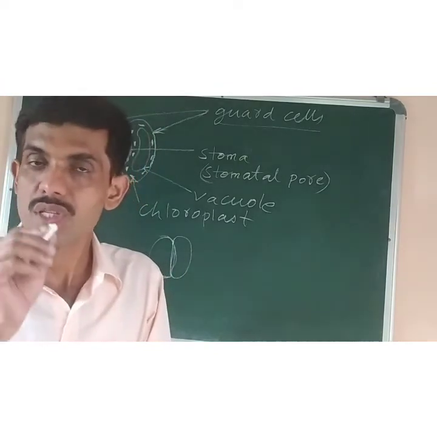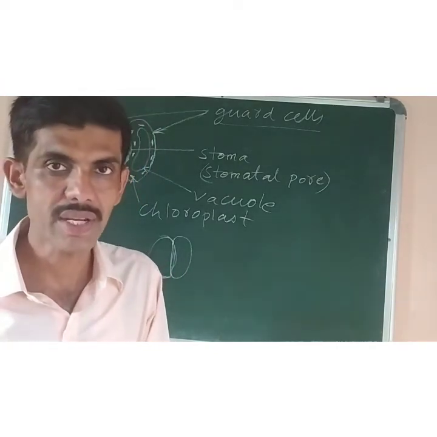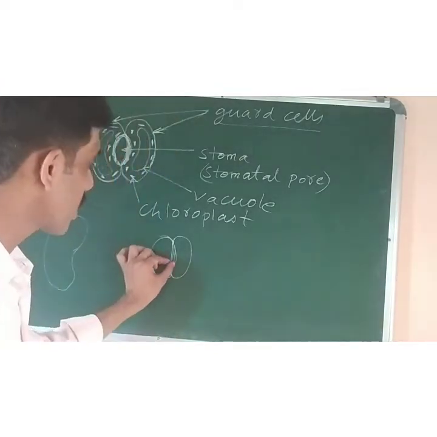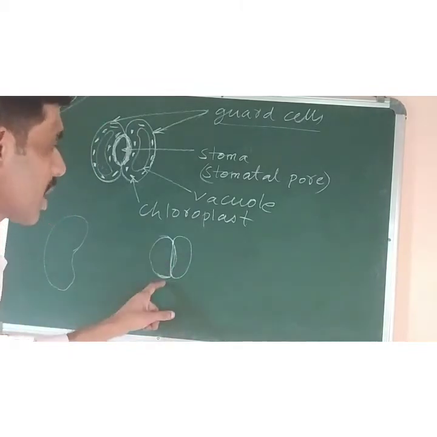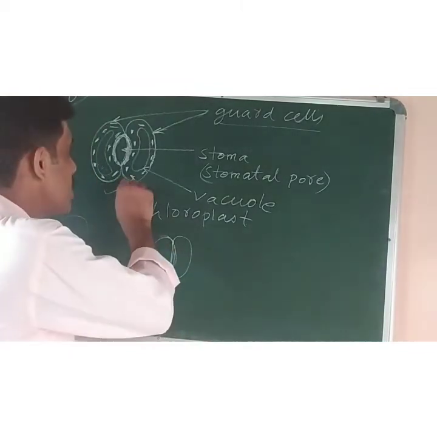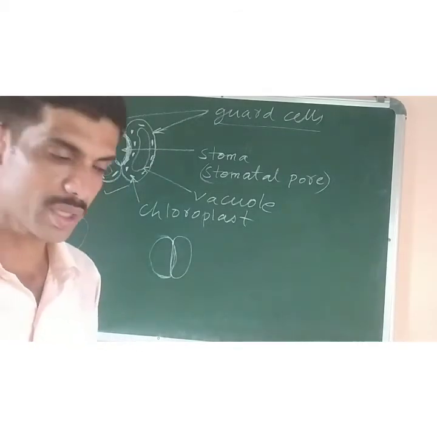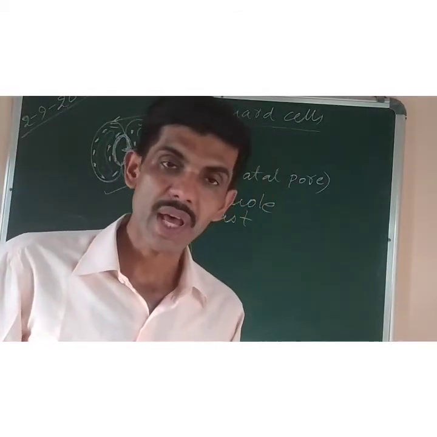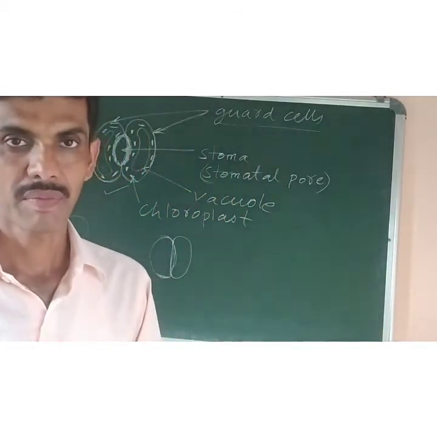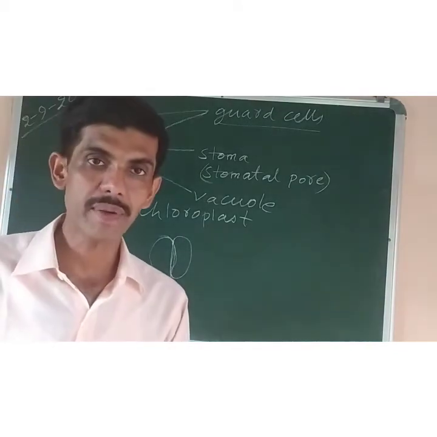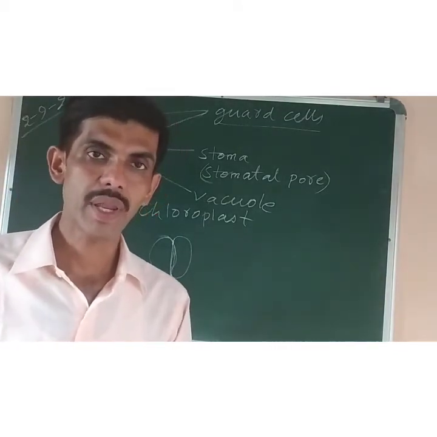So due to loss of turgidity of guard cells at night, the stomatal pore will close. This diagram shows the closing of the stomatal pore, and this one shows the opening of the stomatal pore or the stomata. Now next is the potassium ion exchange theory. In the previous chapter we already did it, so once again I will give a review of that.